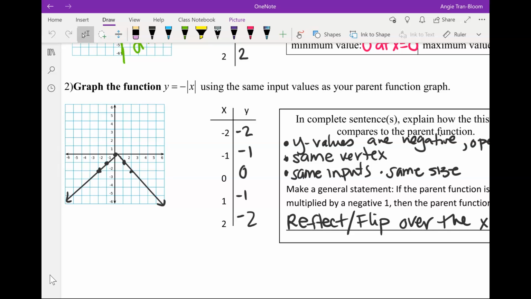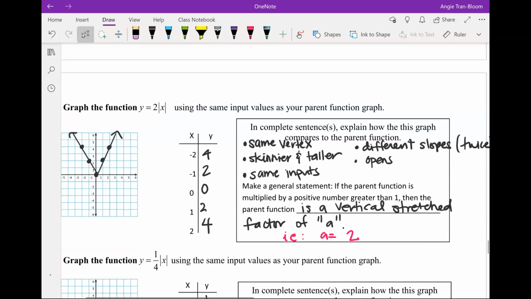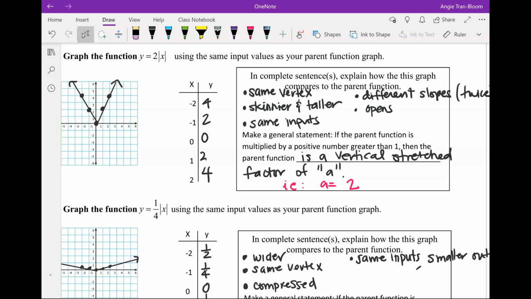Negative 1. When you multiply the parent by -1, it flips. Reflect. You're right. Formally, and again, if you didn't write these down correctly, make sure you do so. You will be asked to state the transformations of every single function that we study from here on out, and it has to be stated correctly. So if you see a parent function multiplied by -1, we call it reflect over which axis? X-axis.